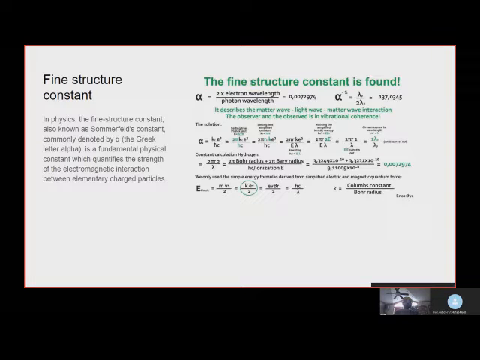Now I throw in the fine structure constant because that's coming out here. And in physics, the fine structure constant, also known as Sommerfeld's constant, commonly denoted by alpha, the Greek letter, is a fundamental physical constant which quantifies the strength of the electromagnetic interaction between elementary charged particles.